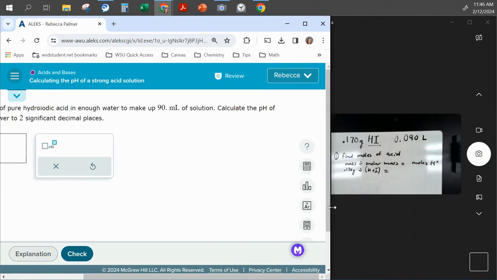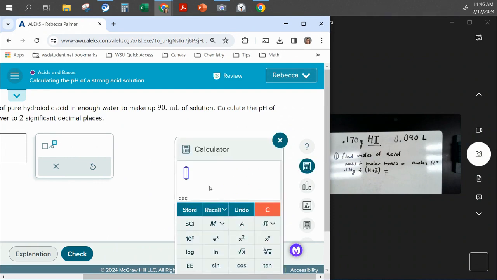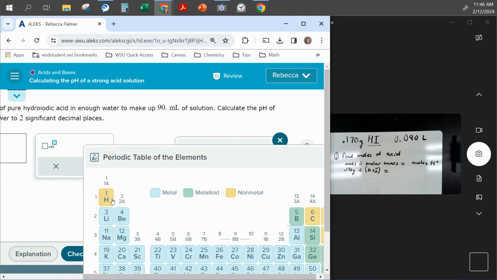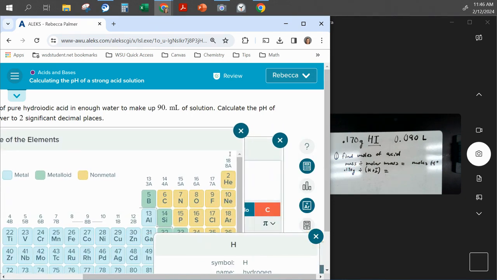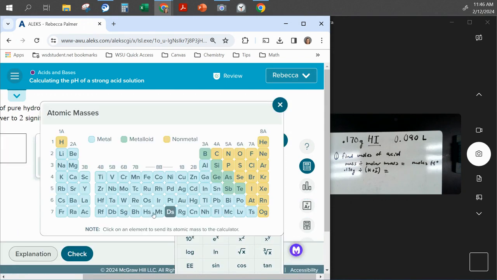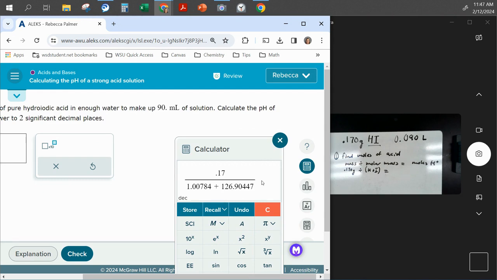Just need a little bit further. There's the calculator. 0.17 divided by the molar mass, so I'm looking for H and I. 1H plus 1I. Okay, so mass divided by molar mass. So this is the number of moles.